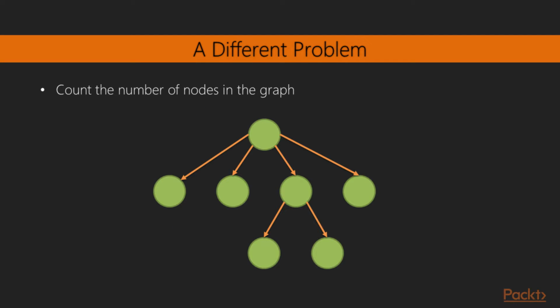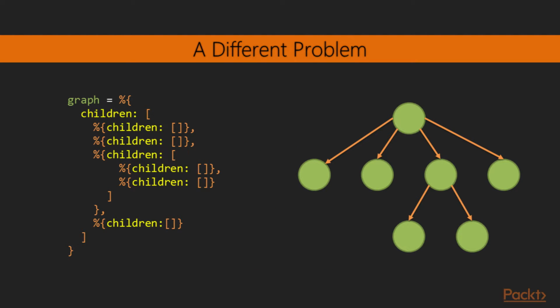Now, let's try to come up with a recursive solution to a different problem altogether. We were given the task of counting the nodes belonging to a graph. A graph can be defined by a series of nodes, the circles in the picture, connected with each other, represented by the arrows. In this case, it's a directed graph, since the connections only flow in one direction. We've defined the structure of the graph to be like so. Each node is a map with a children key containing a list of other nodes to which it has connections to. If the node has no children, it's represented by an empty list.